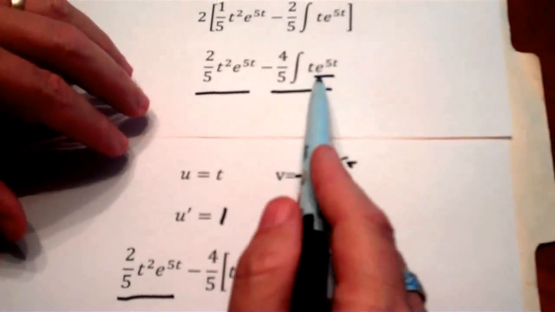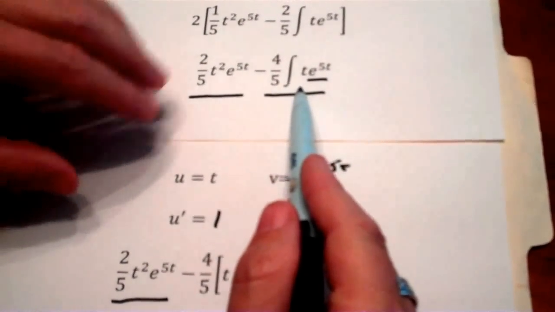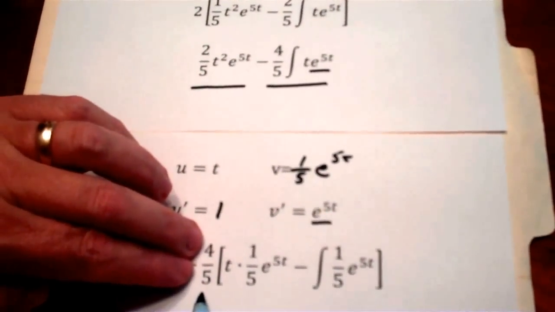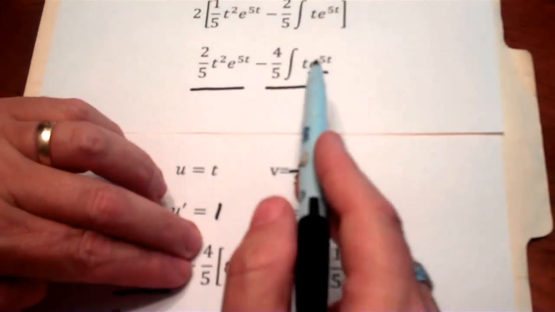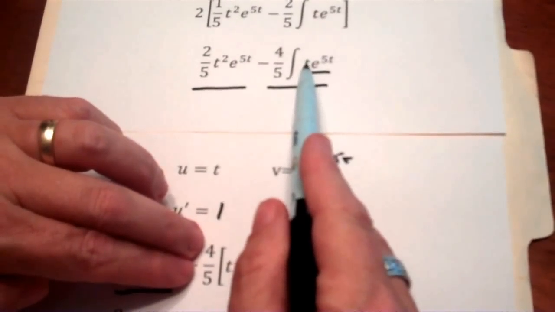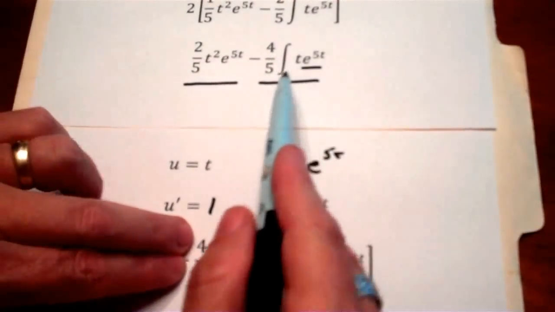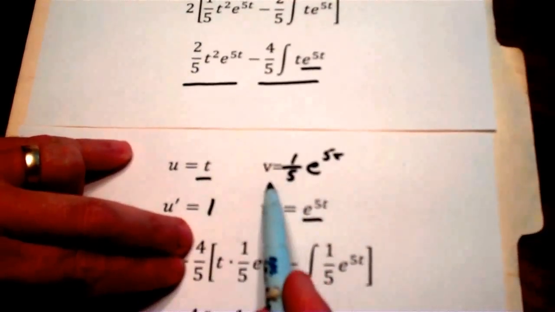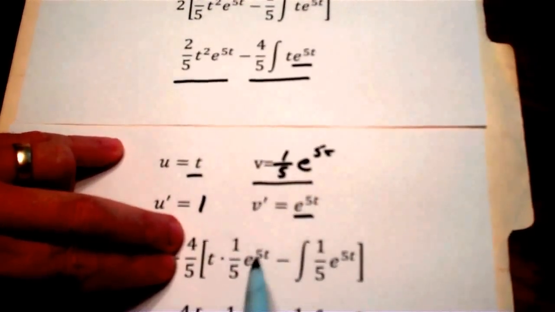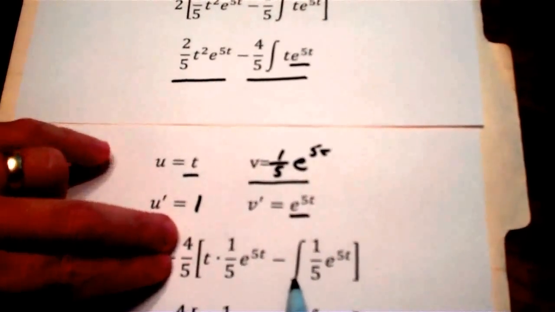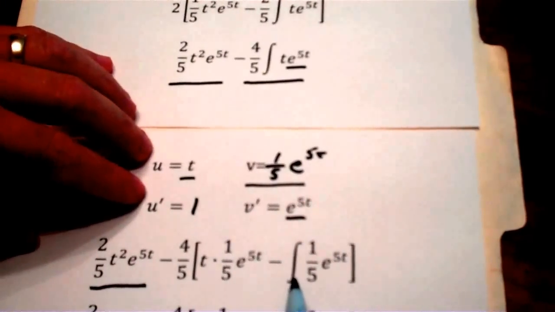Now, let's deal with the integration. First of all, I'm going to take that 4/5 and set it off to the side. And remember, when we integrate, it's the u times the v part. So when I integrate this portion, I'll have my u times my v, which gives me this, minus the integral of my u prime v.